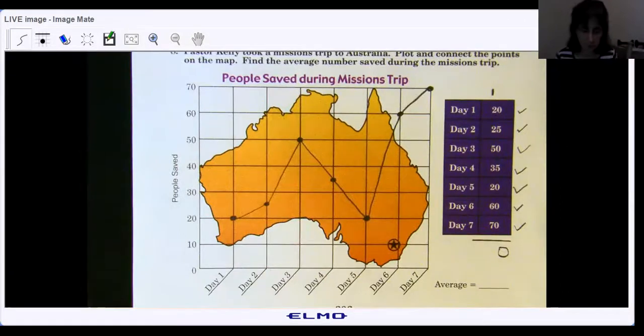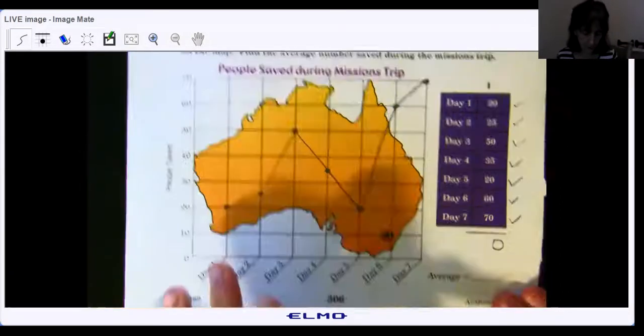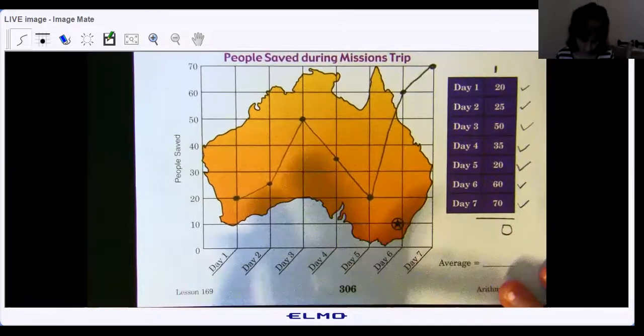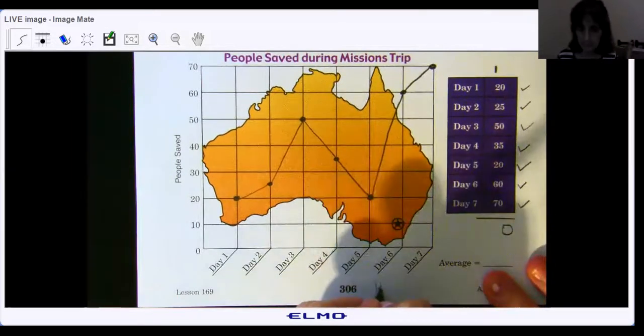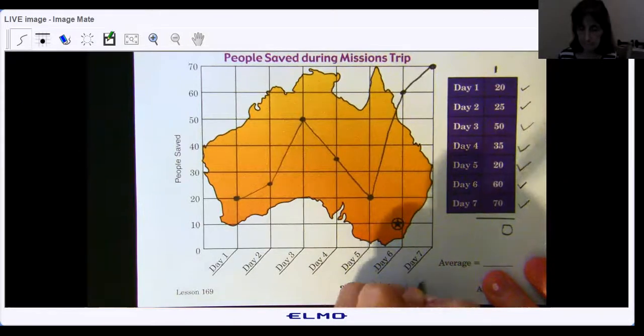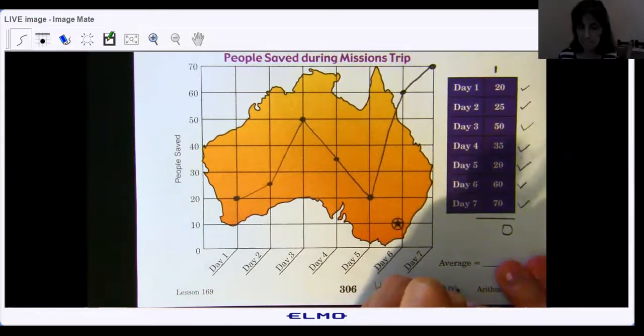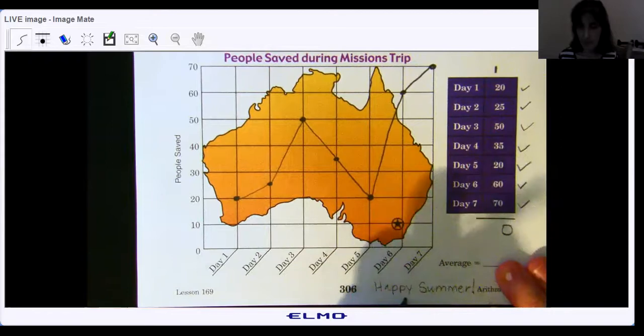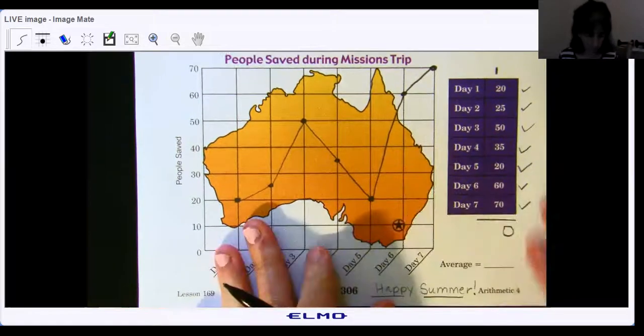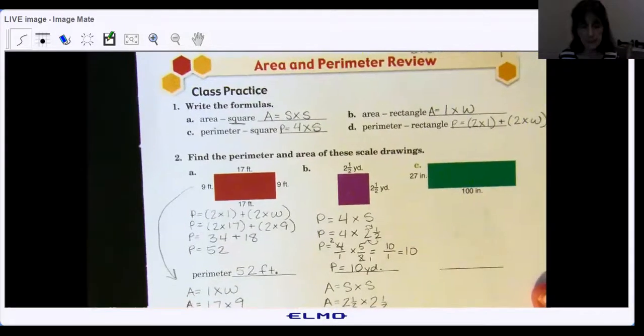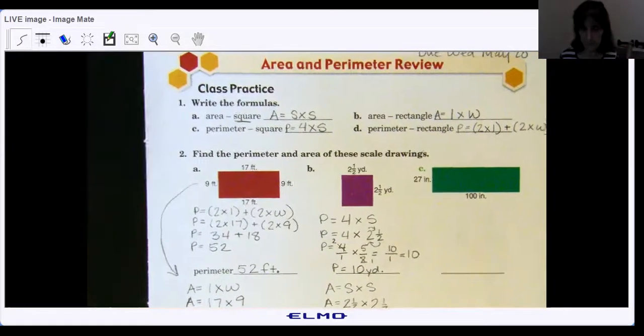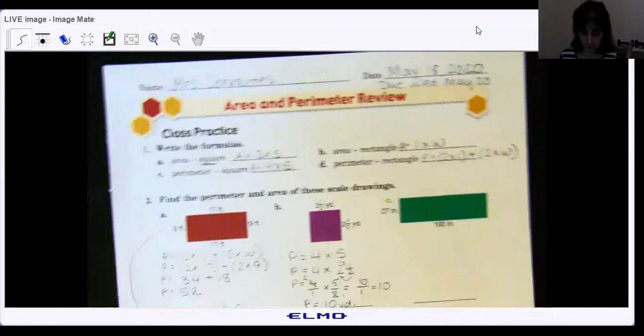Okay, so this is it, guys. This is your last one. I want you to put summer, happy summer on the bottom. Okay, and this is our gift to you. You just complete the ones we did together and submit it, and you're all done. This is a completion grade.